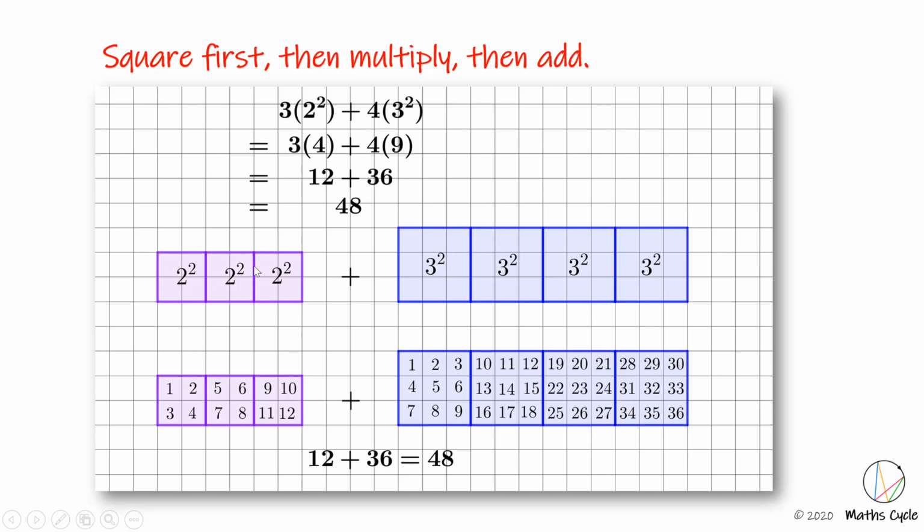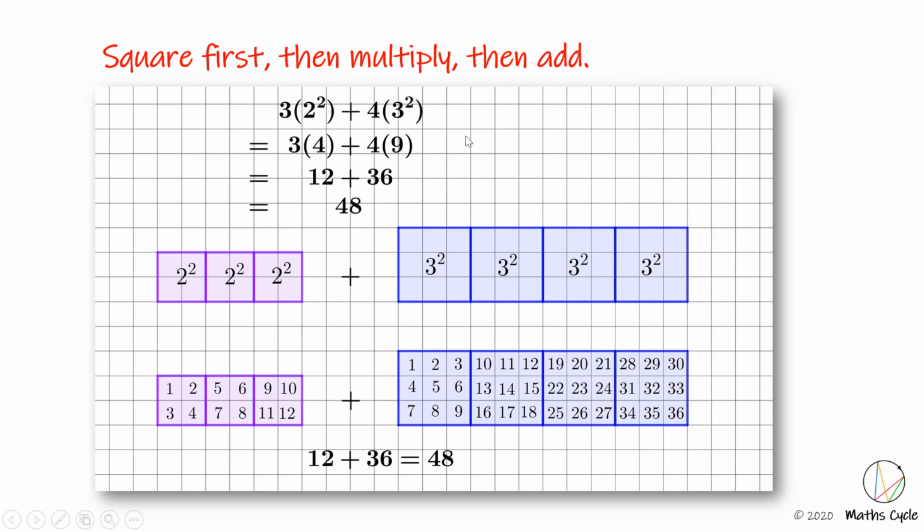And then I'm going to add all my squares together. So I have 12 squares on this side and 36 squares on this side. Add the two of them together and I have 48. Okay, so my area is 48 units squared.